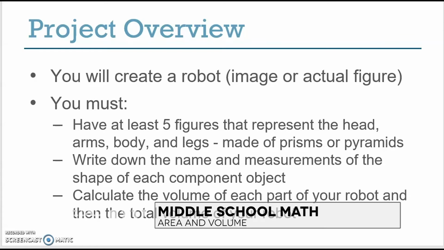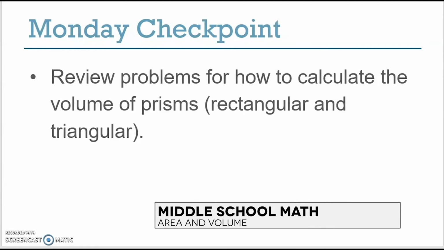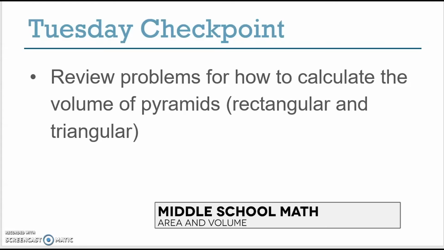We're going to ask that you write down the name and measurements of the shapes that you use, each of the component objects, and then you'll calculate the volume of each body part of your robot. And we'll use that to calculate the total volume of our robot. So let's look at what we're going to do each day. By the end of Monday, you're going to have reviewed how to calculate the volume of prisms, both the rectangular and the triangular type. On Tuesday, you're going to have reviewed how to calculate the volume of pyramids. Again, looking at pyramids that have bases that are rectangles and bases that are triangles.